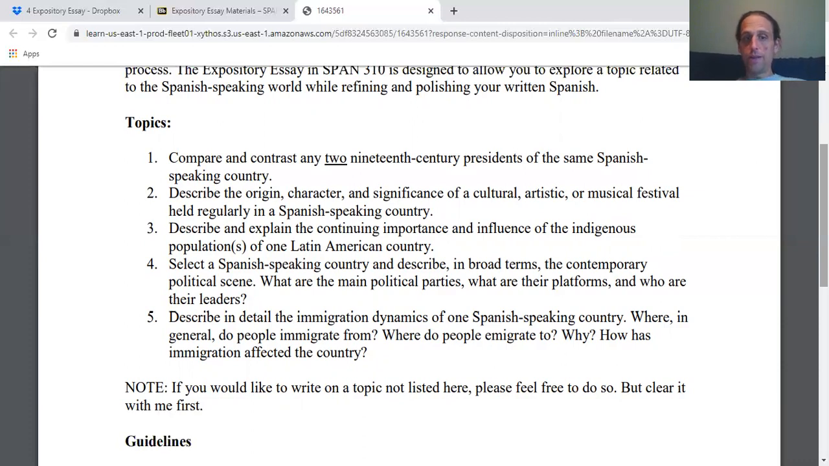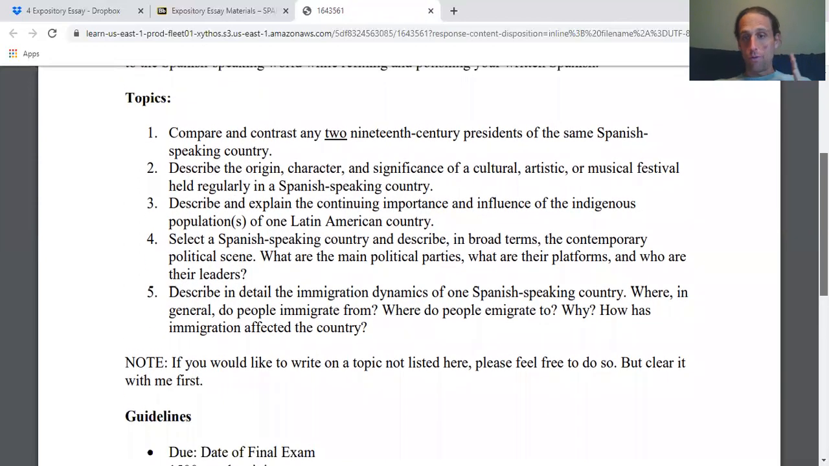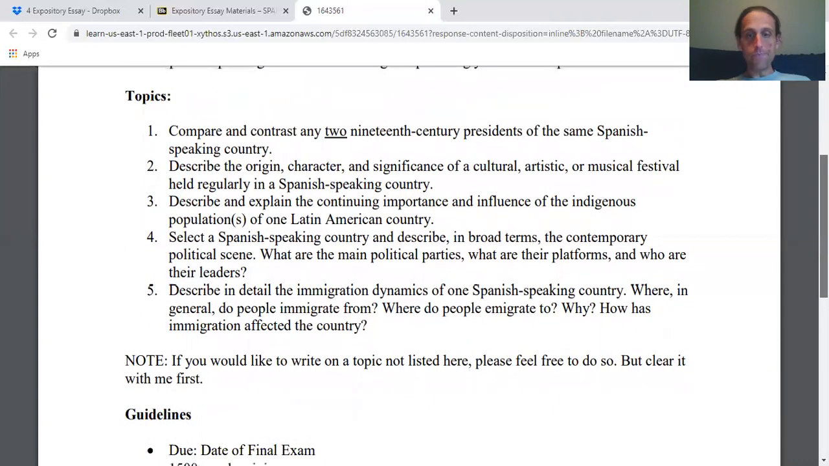So again, just to reiterate, these are options. You don't have to write about any of these topics. You are more than welcome to select a topic on your own, but just let me know ahead of time. Some guidelines.